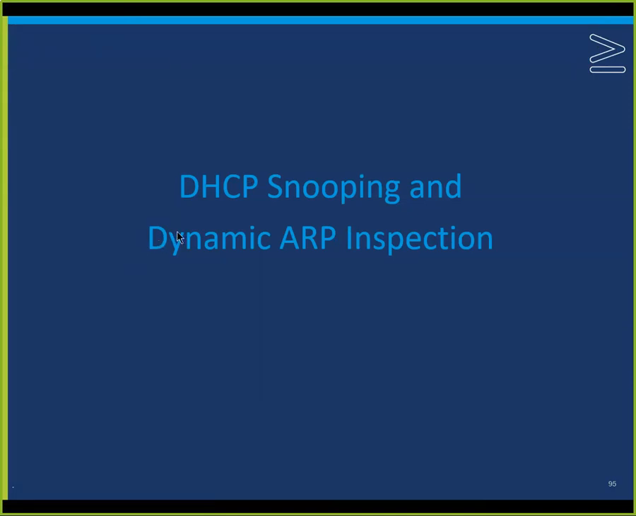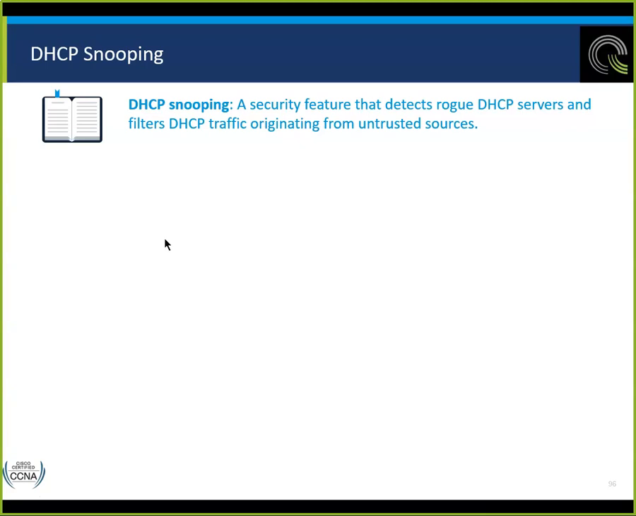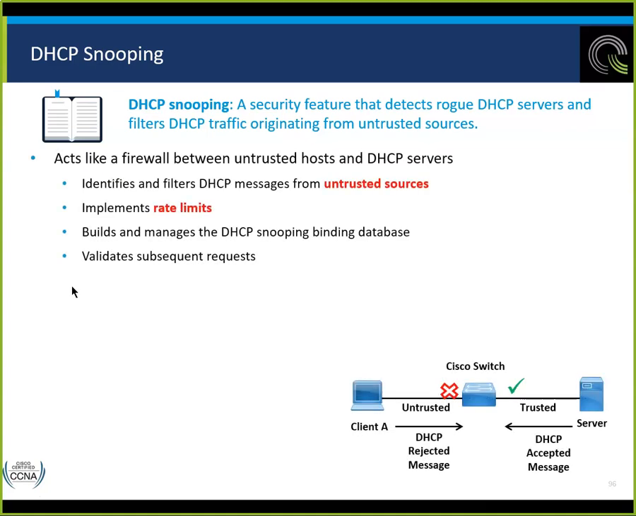So DHCP snooping, dynamic ARP inspection. DHCP snooping is a security feature that detects rogue DHCP servers and filters the DHCP traffic originating from untrusted sources. It's not going to allow it out back. What it does is it doesn't allow the DHCP offer, as hopefully you saw in the Wireshark scan. We had discovers, but no responses when we did that. It acts like a firewall between untrusted hosts and the DHCP server.